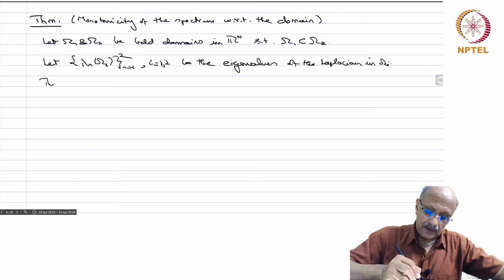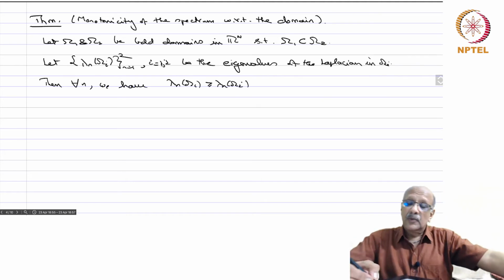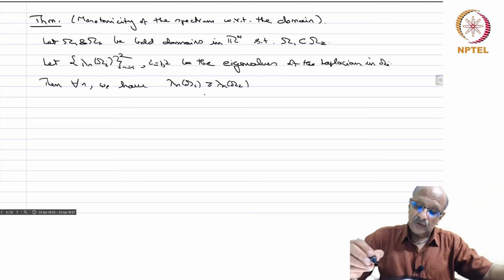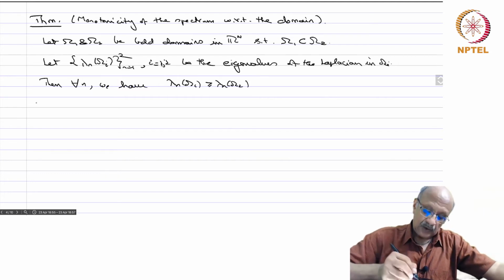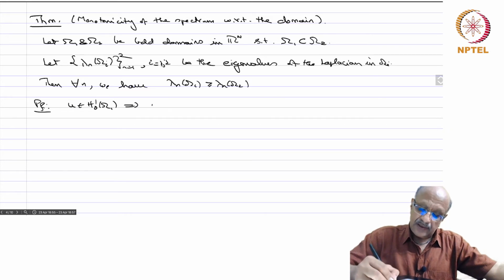Then for every n we have lambda n of omega 1 is greater than or equal to lambda n of omega 2. So, if your domain is bigger, the eigenvalues are correspondingly smaller. Each one has this inequality. So, the proof is just very simple. If you have u in H1 0 of omega 1, this implies that u tilde is in H1 0 of omega 2, extension by 0.